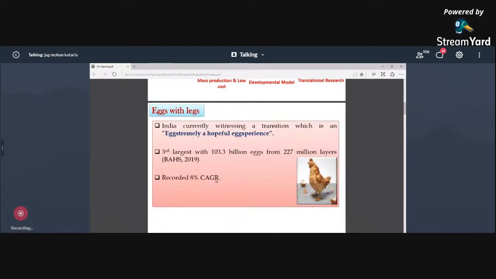If you look at poultry in India, it is extremely hopeful and experienced. You can see that we are growing at 8.8 percent per year, and it may go even further. During this period there was some slowing down of poultry, but now it has picked up and is going very high. Even the egg price today, in the month of October, is high in the market, which was not so last year. So it has a very big role to play. We are the third largest egg producer in the world with 227 million layers, and our compounded annual growth rate is 8%.